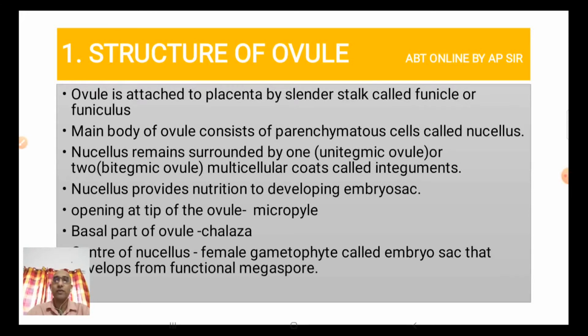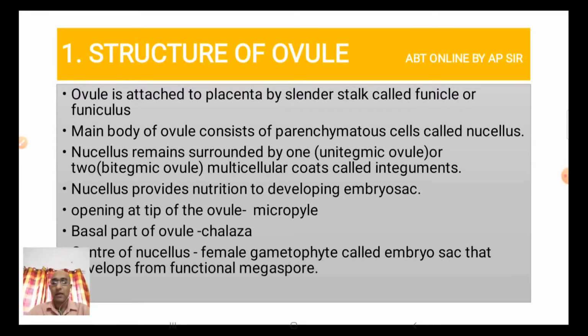As far as ovule structure is concerned, the stalk of the ovule is called funicle or funiculus. That is, the ovule is attached to the placenta through a stalk called funicle or funiculus, and the point of attachment of the body of the ovule to the stalk is called hilum. That means the point where the body of the ovule is attached to the funicle is called hilum.